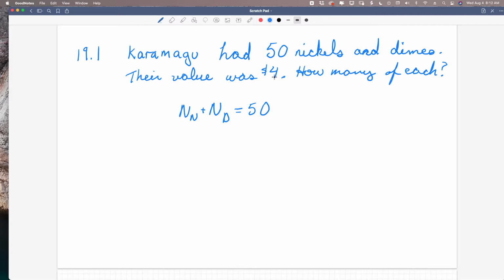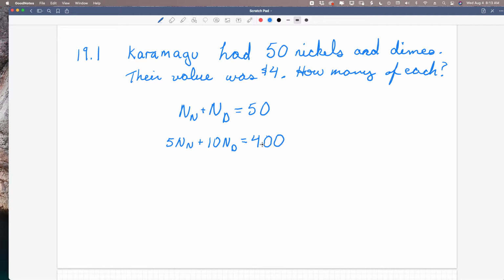Their value was $4. Now we apply their value. So we know that nickels are worth 5 cents. So 5 cents times the number of nickels plus 10 times the number of dimes, because 10 is the value of a dime, that's going to equal $4. And because we're using pennies, we're not using decimals, we're going to write this the way we'd write $4 in pennies. It's 400 pennies. Okay? 5 pennies times the number of nickels plus 10 pennies times the number of dimes equals 400 pennies, or $4.